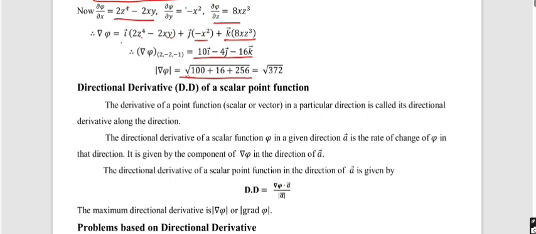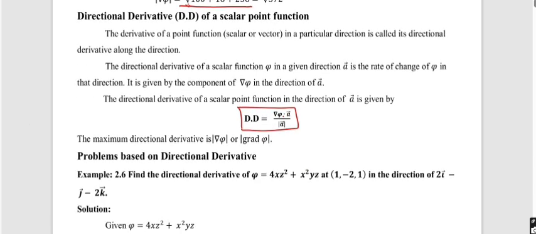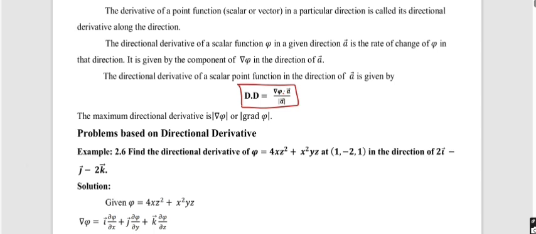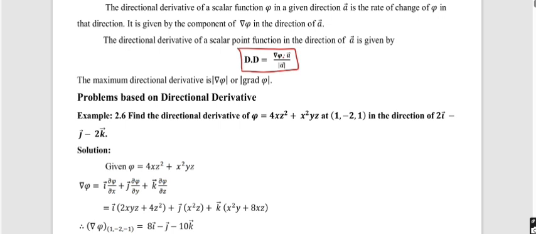Next one is the directional derivative. We find the directional derivative of a scalar point function. This is the formula for the directional derivative. That is, directional derivative equals del phi dot a vector by modulus of a vector. Here a vector is the direction of the scalar point function. Here the maximum directional derivative is modulus of del phi or modulus of grad phi. Now we see a problem using this directional derivative formula. The problem is: find the directional derivative of phi equal to 4xz square plus x square y.